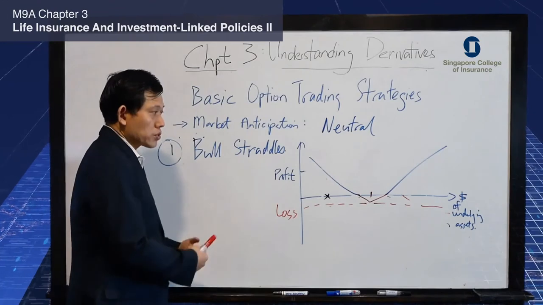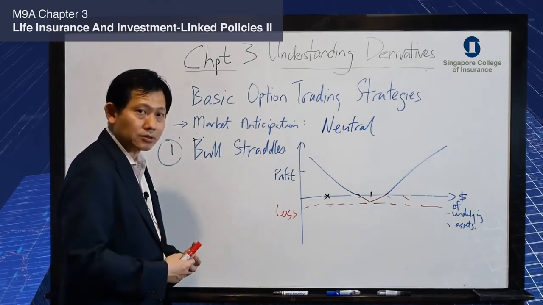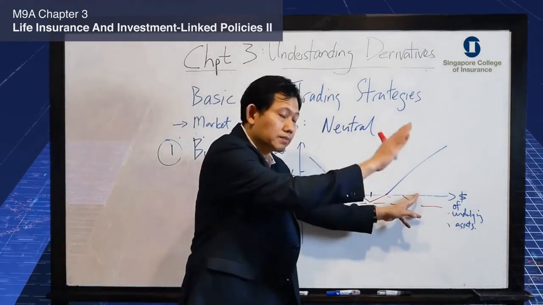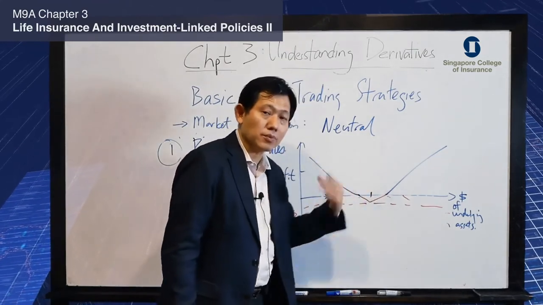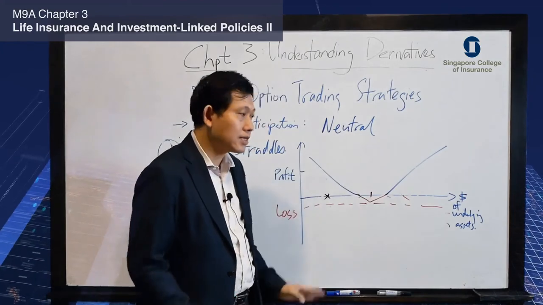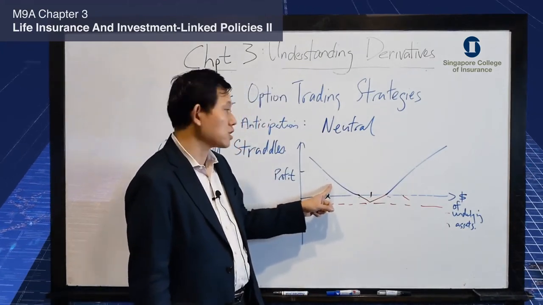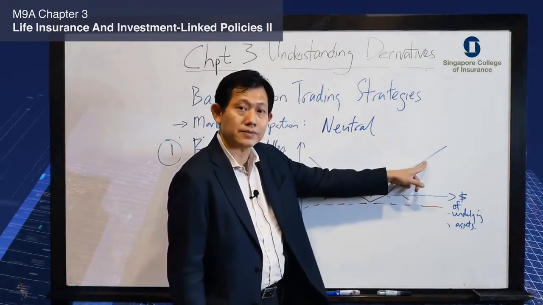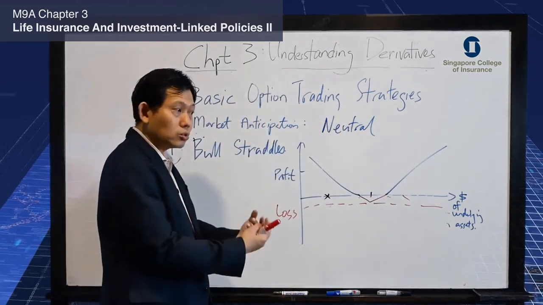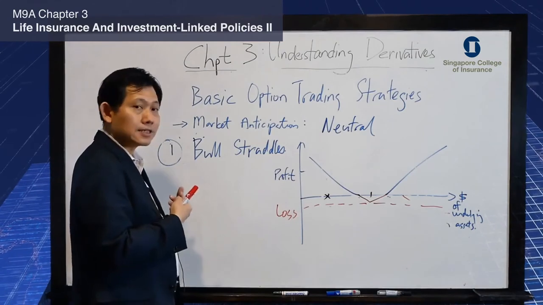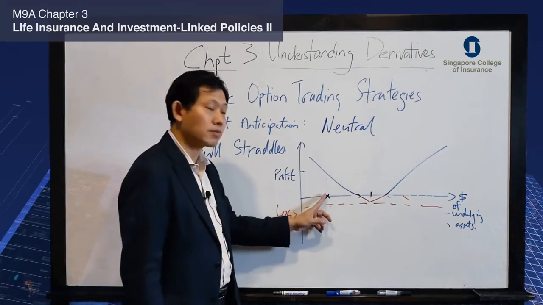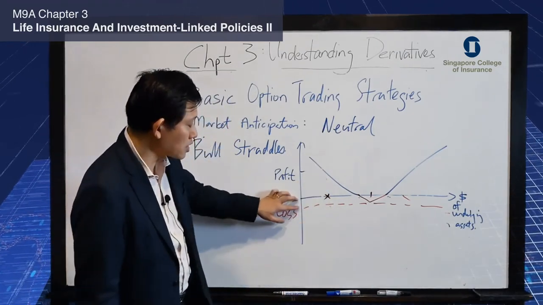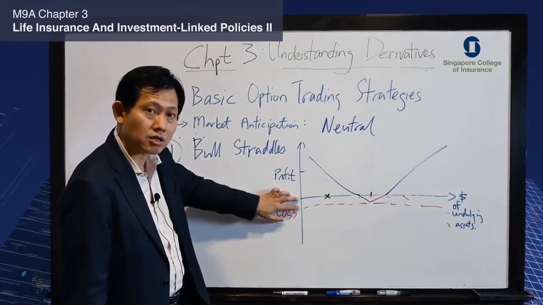Now, two situations can happen. At the point of exercising, 2 months down the road, for example, the price of the underlying asset goes this way. That means the market goes up. All I need to do is exercise my call option and I profit from it. And I simply let my put option lapse. What is the maximum loss on my put option? It's just the premium that I pay for the put option. But I gain tremendously from my call option. Now, that is scenario one. Scenario two, 2 months down the road, the market declines tremendously. All I need to do is exercise my put option and I gain tremendously, and I simply let my call option lapse. So the maximum loss on my call option is only the premium that I pay for the call option.